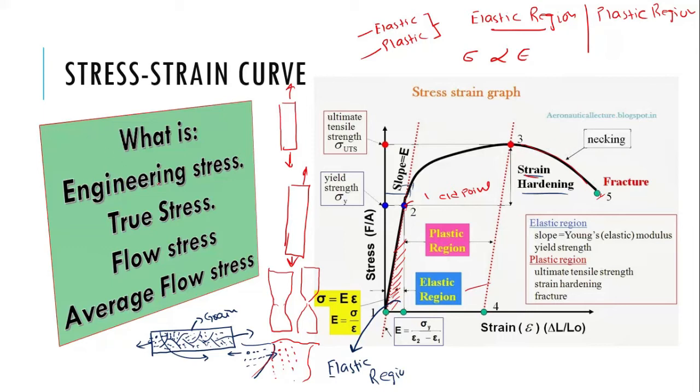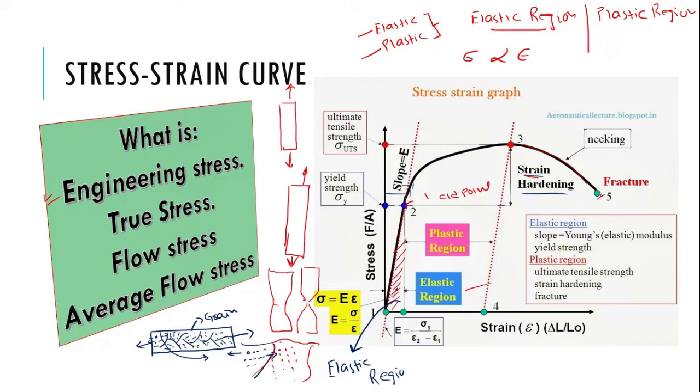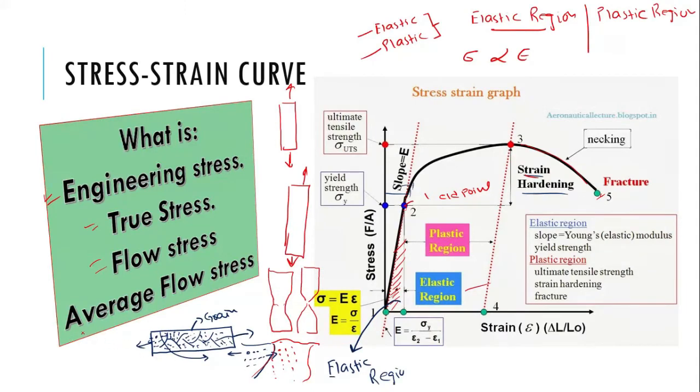Although there are some other terms that are required to be discussed, such as engineering stress or the true stress. There are two different things: a flow stress and the average flow stress. So we will discuss these terms now. So now we are moving towards these terminologies. The first one is the engineering stress.